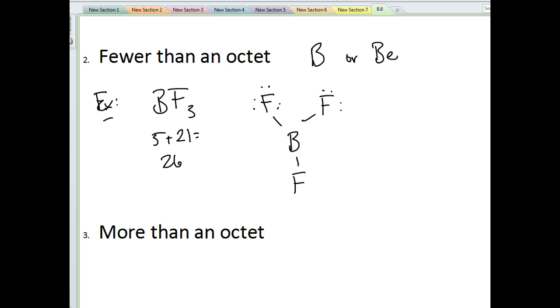2, 4, 6, 8, 10, 12, 14, 16, 18. I've got to double check my math here because I think maybe I'm off. 2, 4, 6, 8, 10, 12, 14, 16, 18, 20, 22, 24, 26. I did my math wrong.